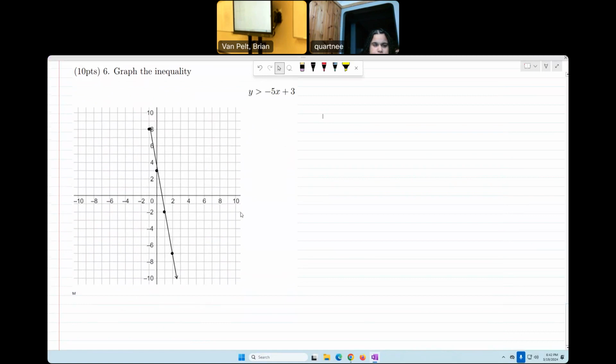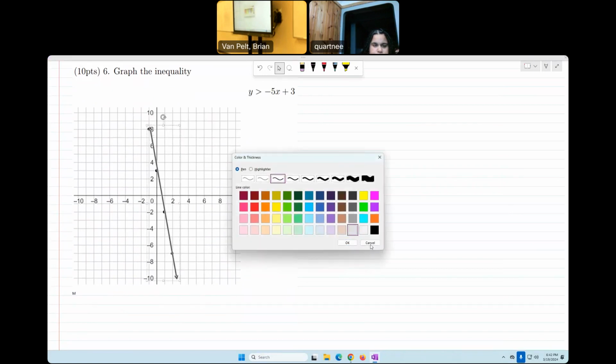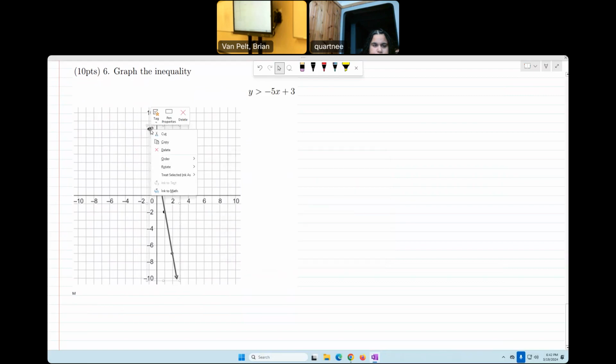I'm giving up on that. All right, so then I need to, that's right, I forgot. I need to dash it, not shade it. See, there's a thing that I can do. I can change it to a drawing like so, and then I can erase pieces of it.